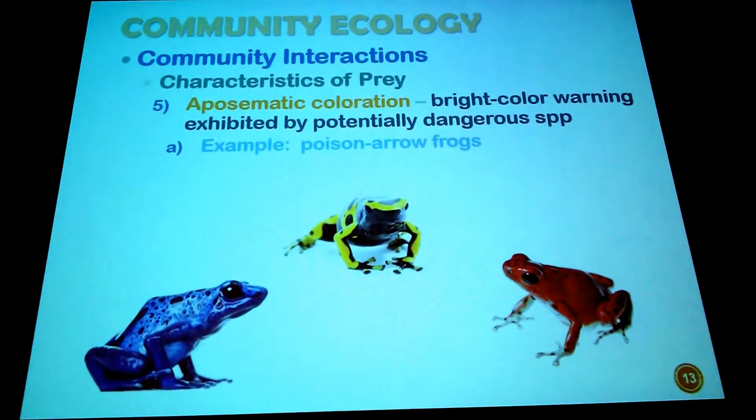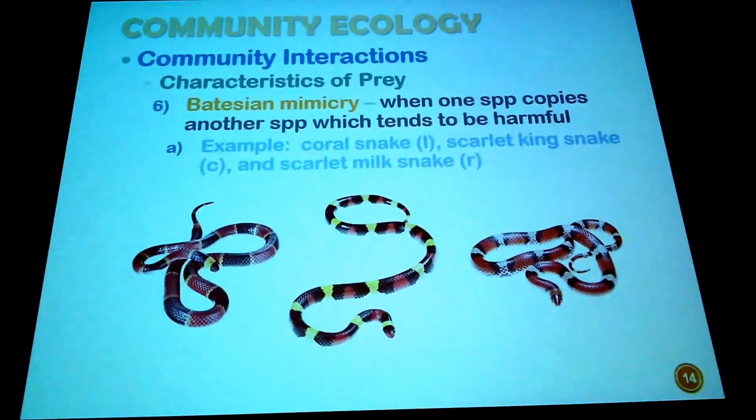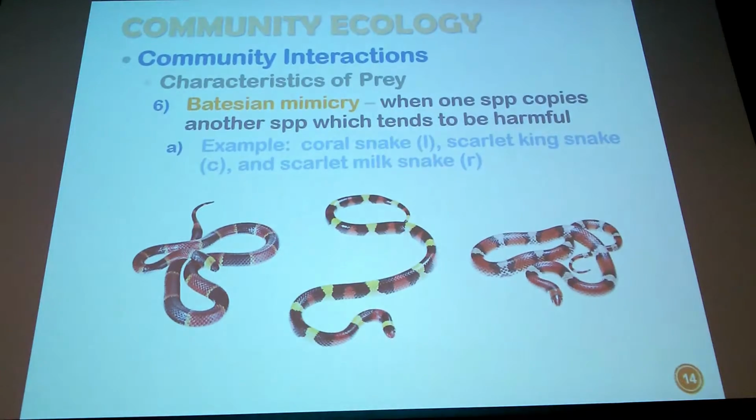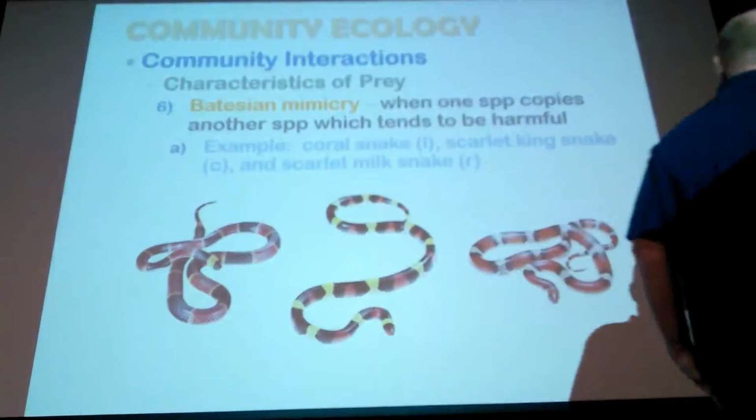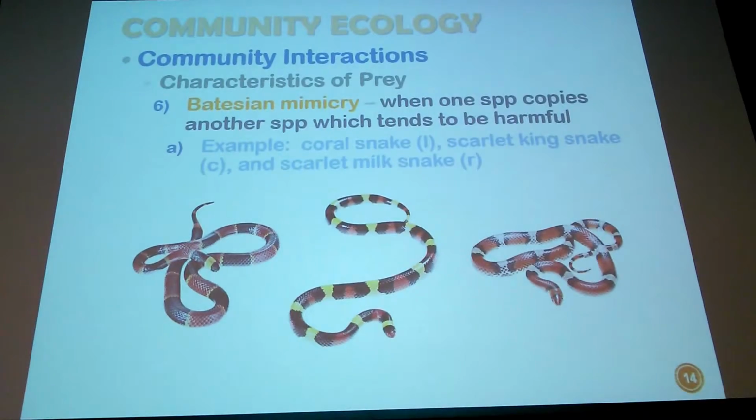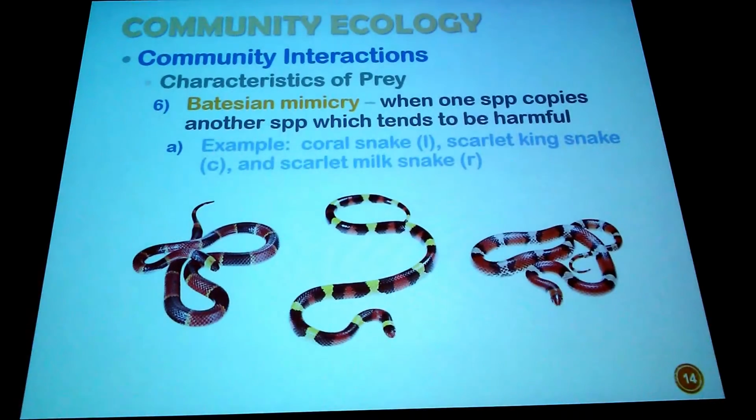So, cryptic coloration aside, Batesian mimicry. Bates and Mueller were two early naturalists, and that's where the names come from. Batesian mimicry is when one species copies another species which tends to be harmful. Coral snake on the left, the scarlet king snake in the middle, and the scarlet milk snake on the right. This is the toxic one, the harmful, poisonous one.